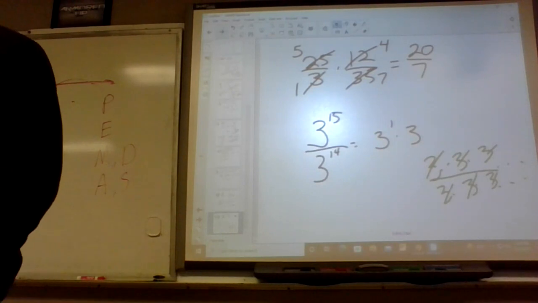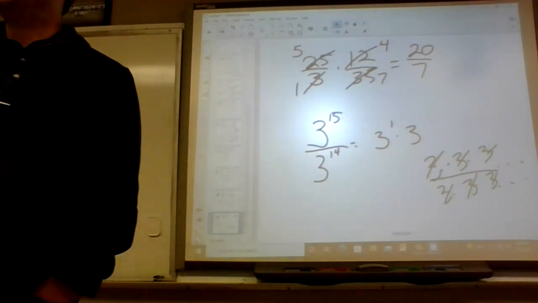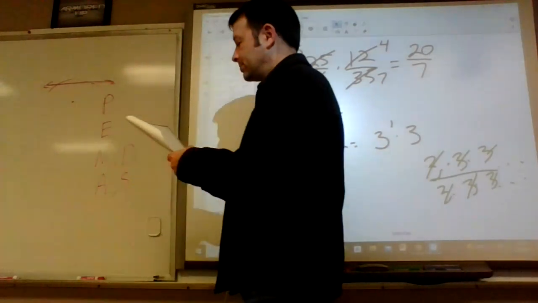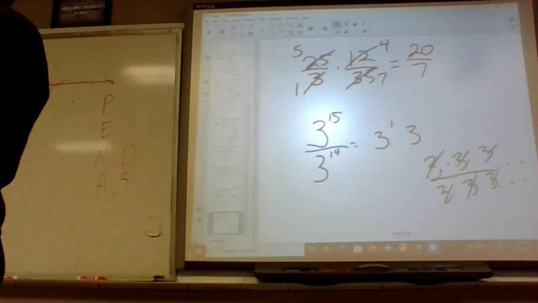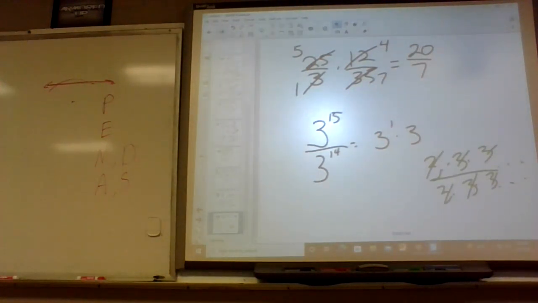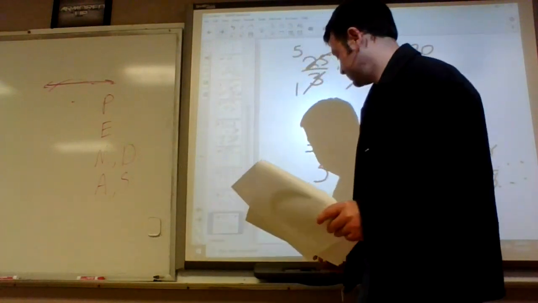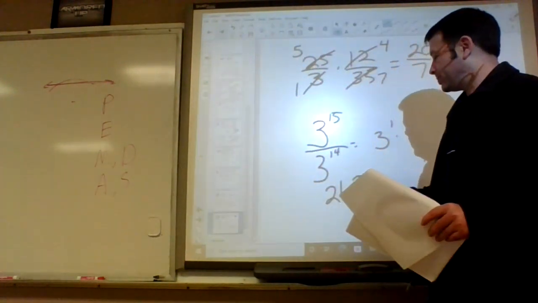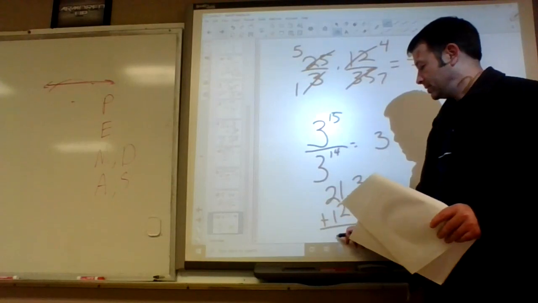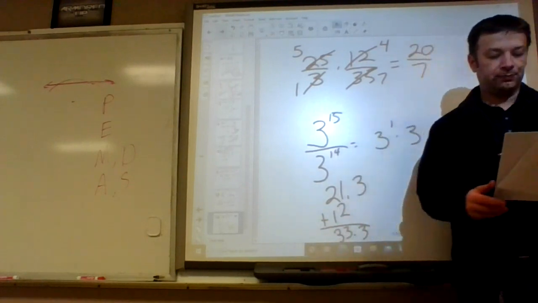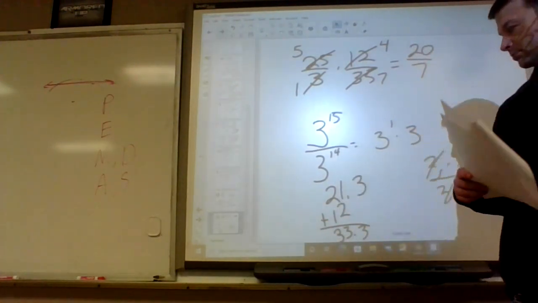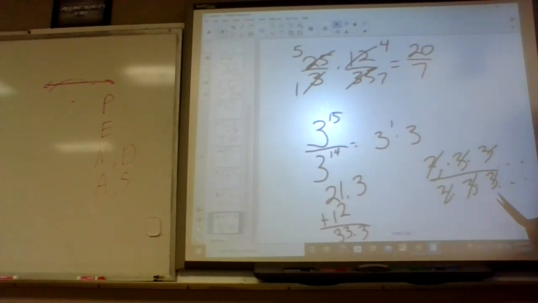What's 3 times 4 plus 12? 24. What's 3 times 7.1? What's 3 times 7? 21. What's 3 times 0.1? 0.3. So it's 21.3 plus 12, which is 33.3. Notice how I line my decimal up.